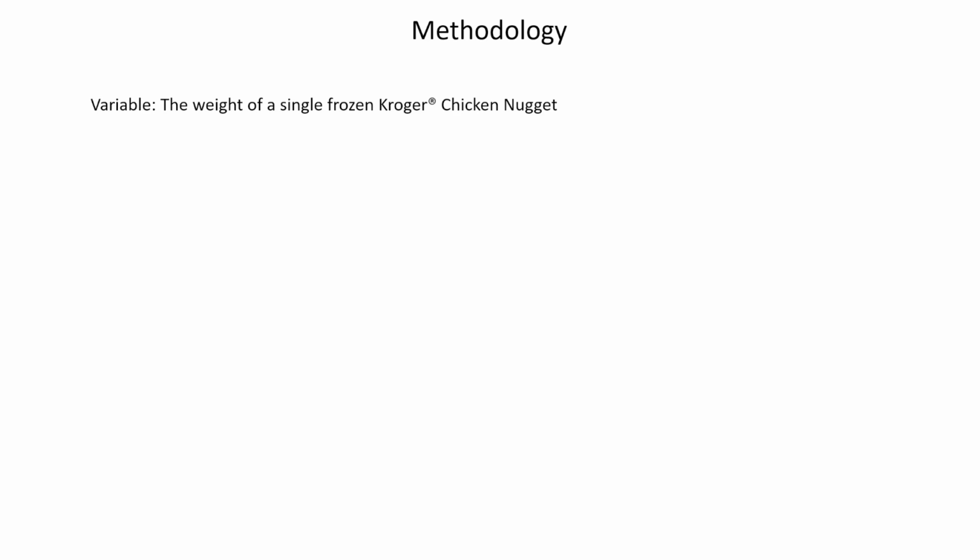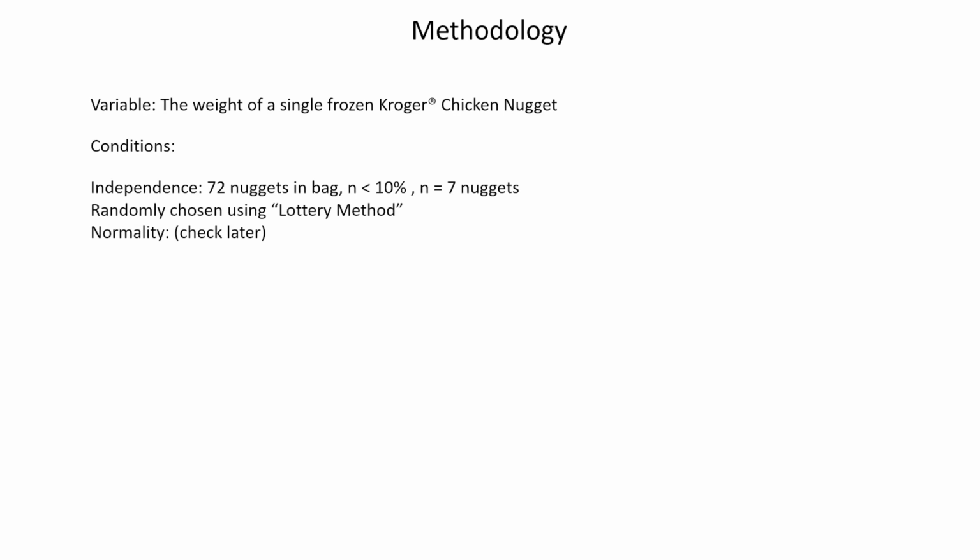So my variable is going to be the weight of a single frozen Kroger chicken nugget, and for the conditions, checking independence, there are 72 nuggets in the bag, so in order for N to be less than 10% of the population, N had to equal 7 nuggets, and to ensure that the nuggets are randomly chosen, I used the lottery method, and then for normality, we'll check that when we see the data.